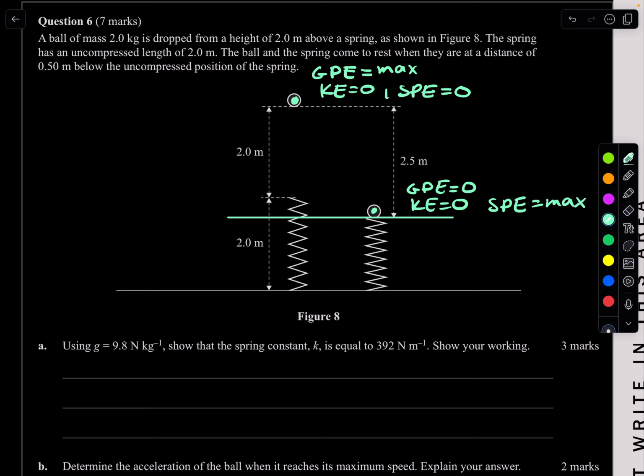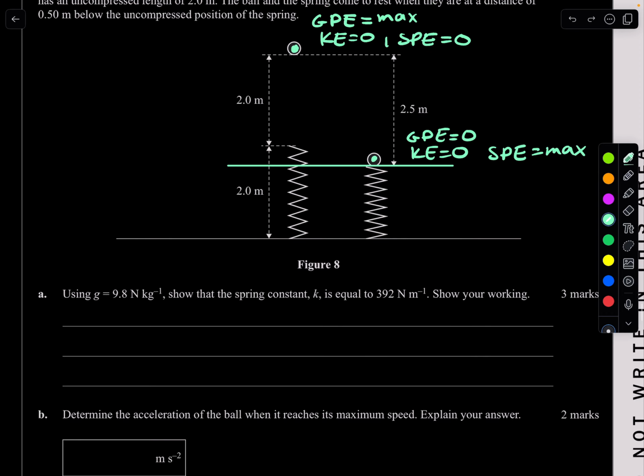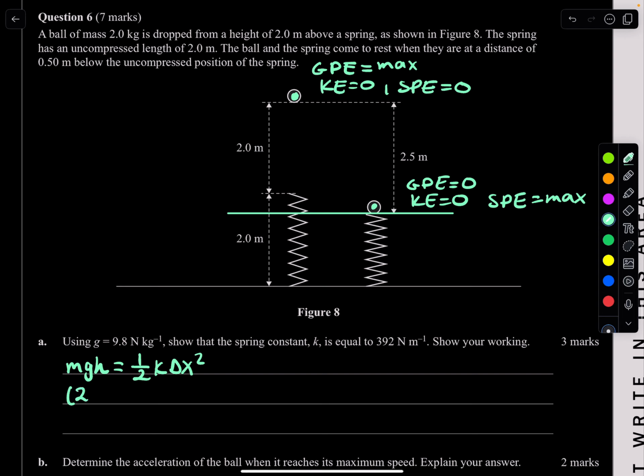Remember this here must be equal to that by energy conservation, so we can make a formula. GPE max, which is mgh, is equal to your spring potential energy, which is half k change in x squared. So mgh in this case is your mass, which is 2, g is 9.8, and the height was actually 2.5.